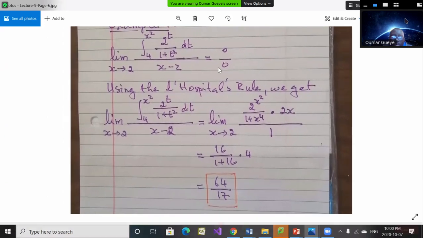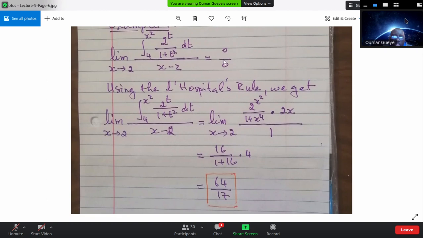Now that we've seen how the 0 over 0 was obtained, when you use L'Hopital's rule, you have to differentiate the numerator and the denominator. The denominator is quite easy to differentiate. You can see x minus 2. You differentiate x, it's going to be 1, and you differentiate 2, it's going to be 0. So you get just 1. And now you have to differentiate the numerator. To differentiate the numerator, you have to use what the second FTC says.